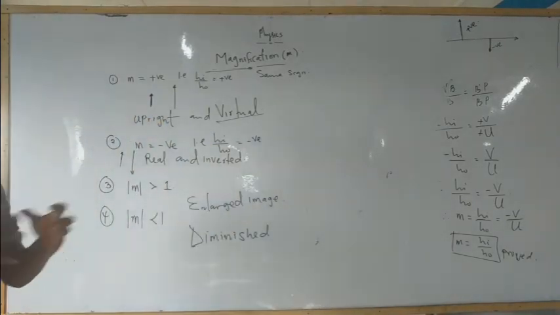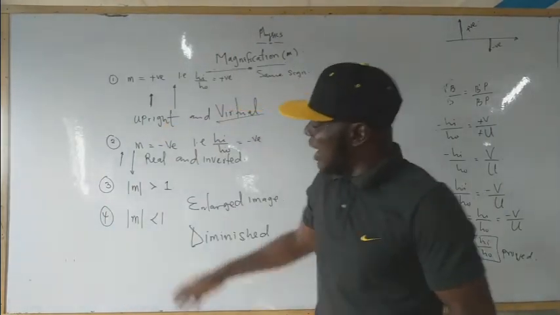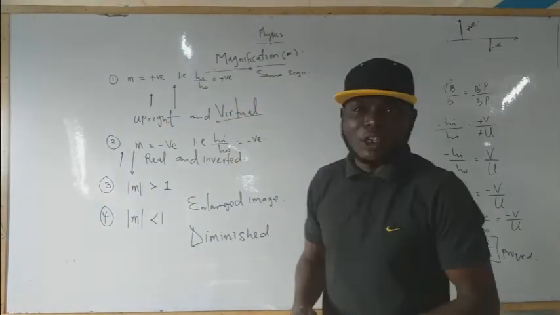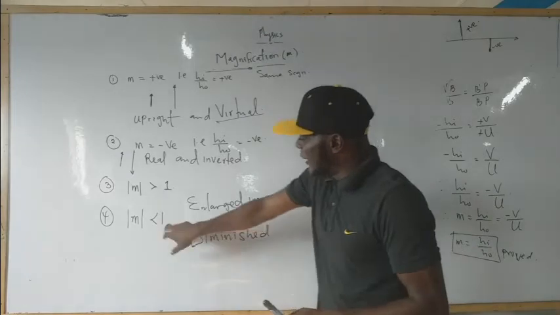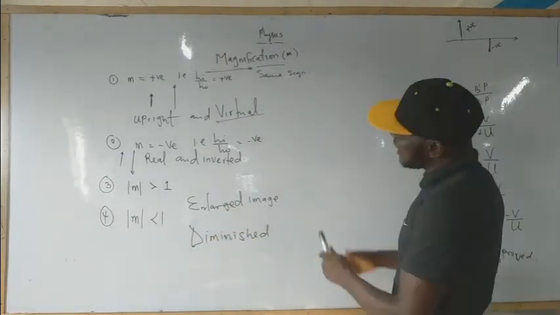That is, an enlarged image will be formed. When the magnitude of the magnification is less than 1, the image will be diminished. Okay? Diminished. Okay, let's take a look at this.